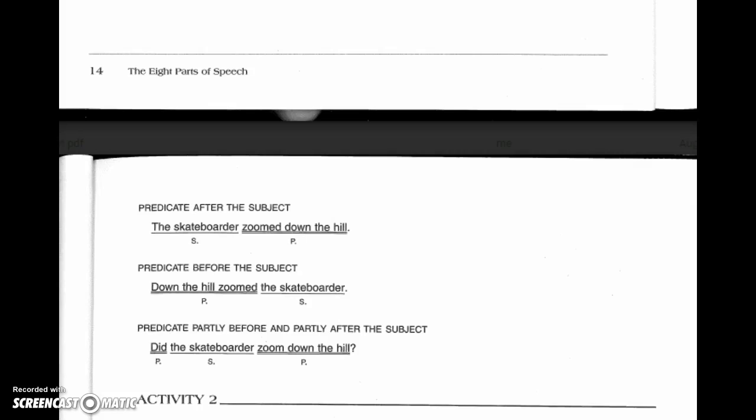This part of the screen shows that the predicate can sometimes go after the subject, sometimes before the subject, and sometimes it can be broken up, as you see in these examples.